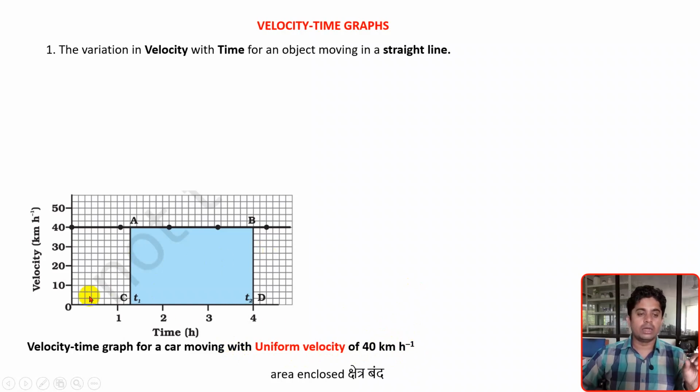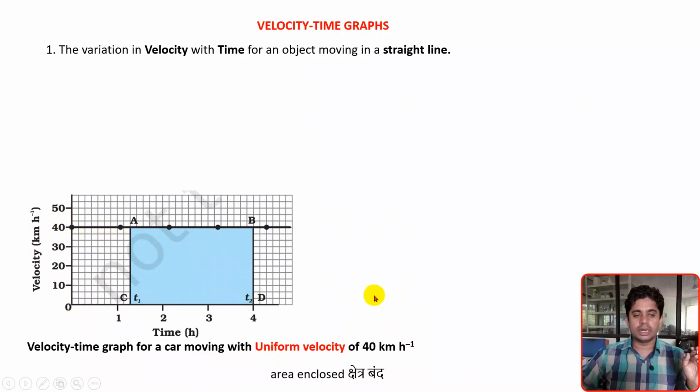So in this journey, at time 0 the velocity was 40. After 1 hour also it was 40, 2 hours also 40, 3 hours also 40, 4 hours also 40. Throughout the journey, the velocity is maintained. The velocity is uniform and it is 40 km per hour. So this line indicates the velocity time graph.